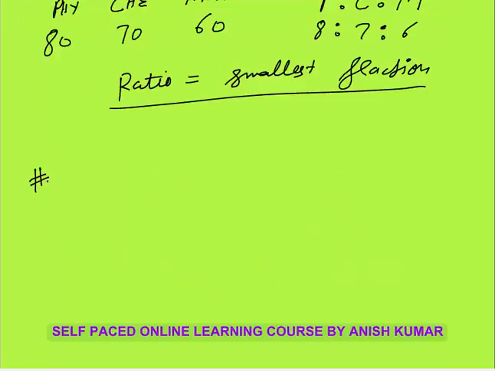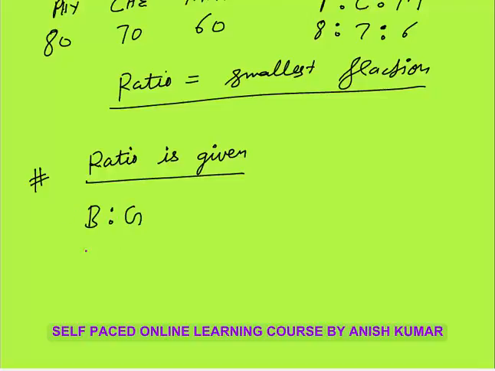That was about how, when numbers are given, to convert into ratio. Second part is, let's say ratio is given, how to convert into the numbers. This is more important. Let's say in a class the boys and girls ratio is 3:2. This is given to you. Now how many boys and how many girls are there?